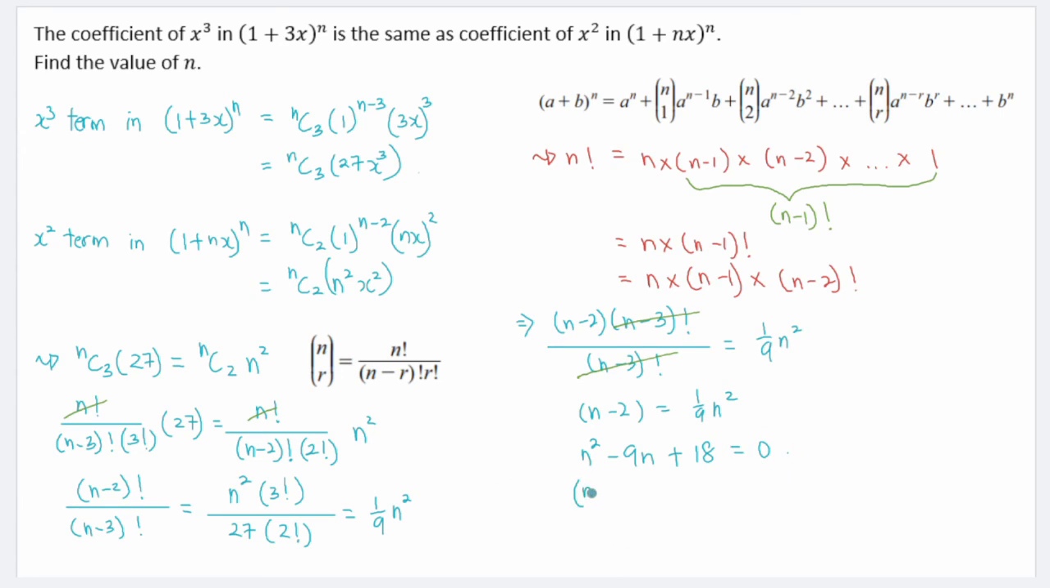We can easily factorize this, which will give us (n minus 6) and (n minus 3), which means that our final value of n is therefore either 3 or 6. And that is it.